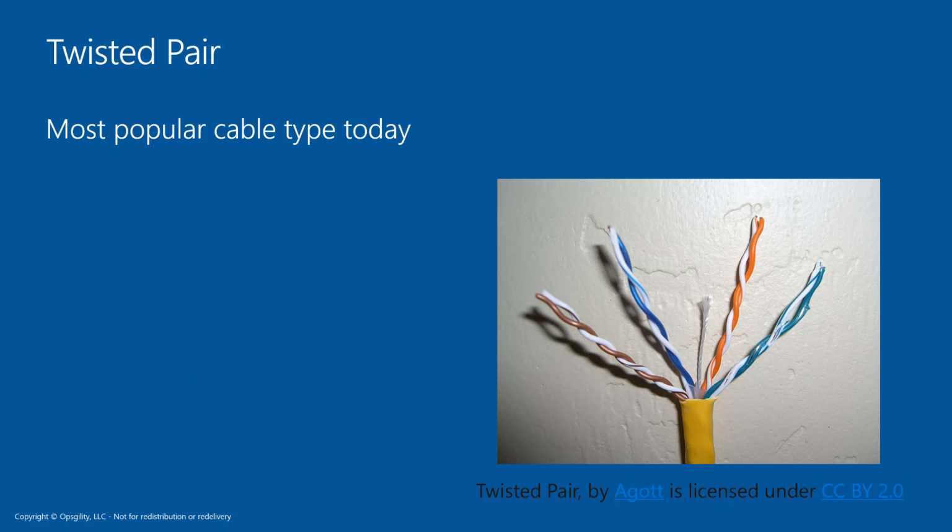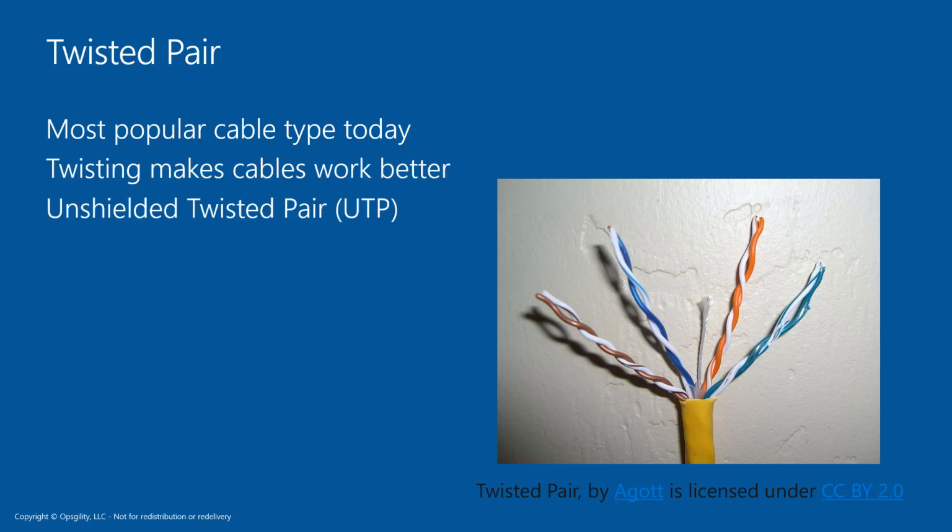Twisted pair is the most popular cable type today. Most of us use this type of cable in our computers to connect to a local area network. The reason that we twist the wires is to help with attenuation, also known as signal loss, and the ability to fight off electromagnetic interference, or EMI. And they come in two different types. The first one is the unshielded twisted pair, and the other one is the shielded one.